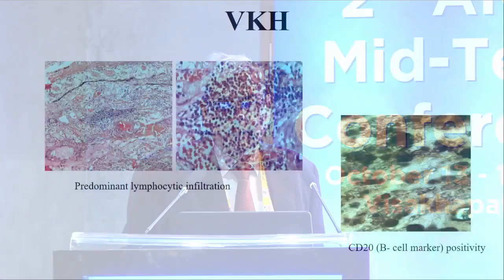VKH and sympathetic ophthalmia. If you look at that one, VKH will get the non-granulomatous inflammation, CD3 as well as the CD20 positivity was seen in the VKH specimen. Sympathetic ophthalmia showed granulomatous inflammation with predominant CD3 positivity. And here is the picture.